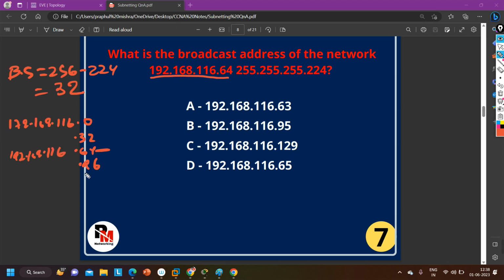192.168.116. So the next network is starting from 96. That means this network will end on 95, and this will be the broadcast ID. That means option B is the right answer. Yes or no? Yes.